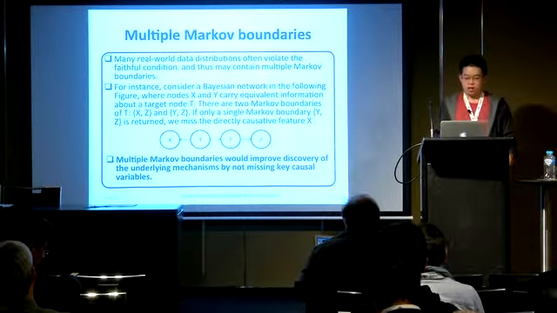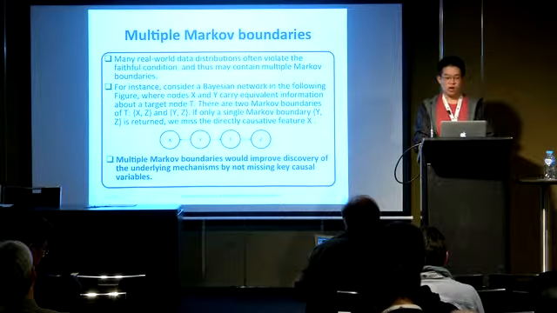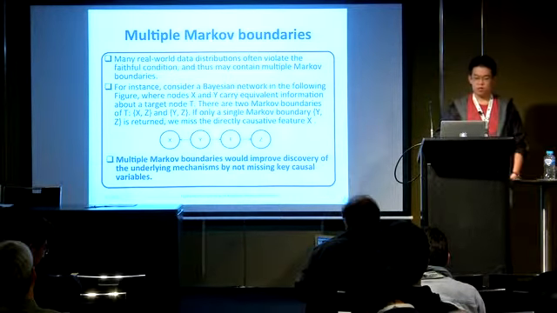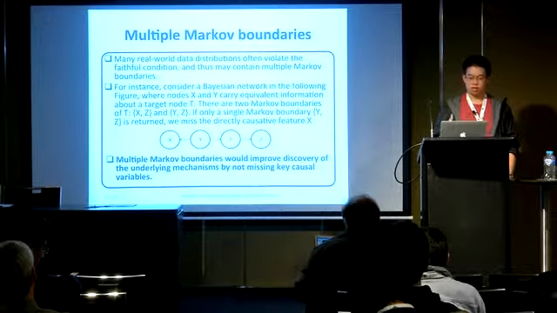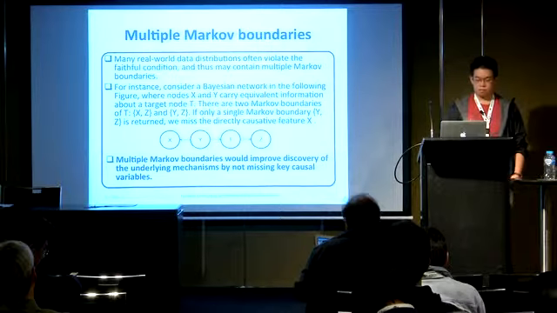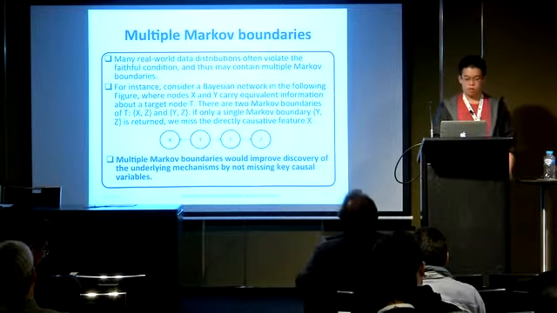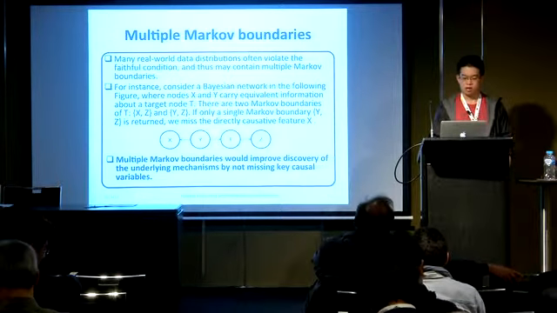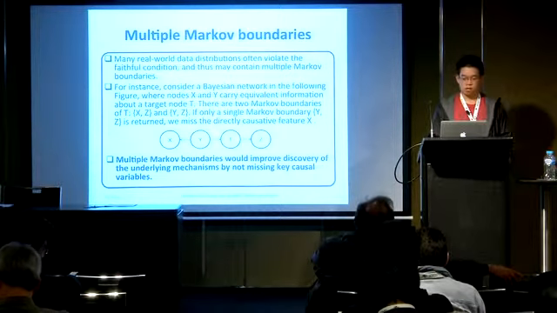So if there's only one single Markov boundary, say Y and Z, then we might be missing some information from the causative feature X, which would not be captured in the Markov boundary. So the main motivation is that multiple Markov boundaries would improve the discovery of underlying mechanisms and not miss some key causal variables.